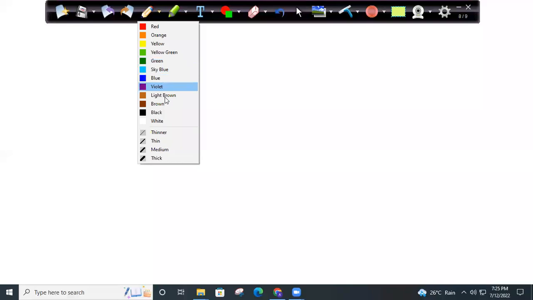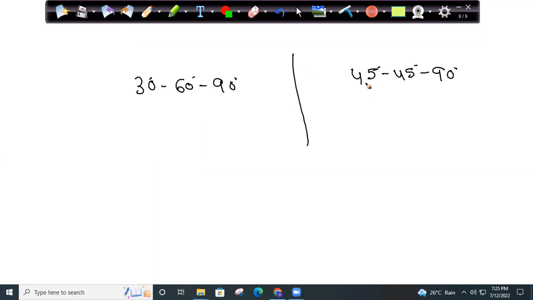Now, we have two types of right angle triangles which are most important as part of the SAT exam. One is the 30, 60, 90 degrees right angle triangle. Other is the 45, 45, 90 degrees right angle triangle. These are the two most important for exam perspective.